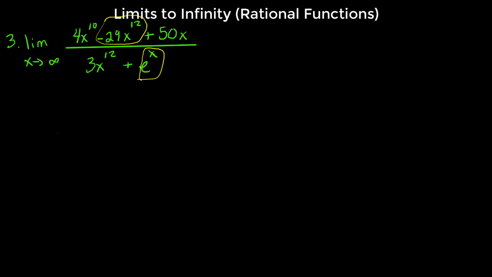So e to the x takes the cake. This could have been 3x to the 99th power. It could have been to the 125th power. Either way, e to the x will still grow faster. So we have to wrap our heads around that idea. We have to, moving forward.